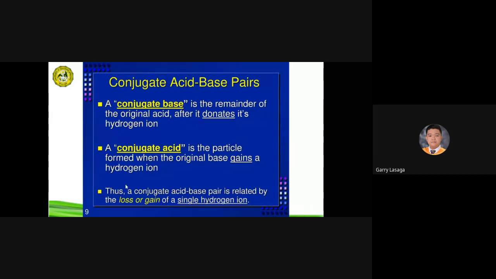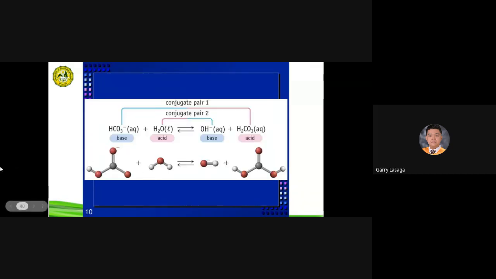So how do we define a conjugate base? A conjugate base is the remainder of the original acid after it donates its hydrogen ion. And a conjugate acid is the particle formed when the original base gains a hydrogen ion. So a conjugate acid-base pair is related by the loss or gain of a single hydrogen ion. For example, we have here HCO3 minus and we have our water.